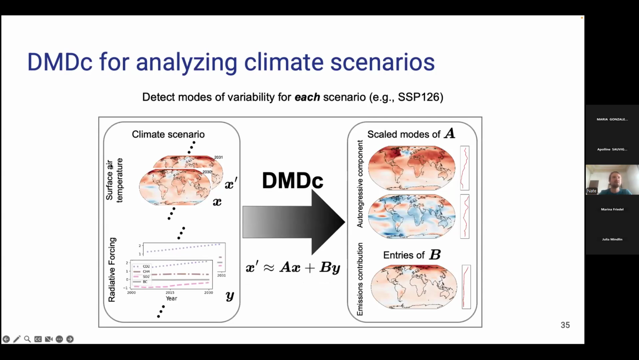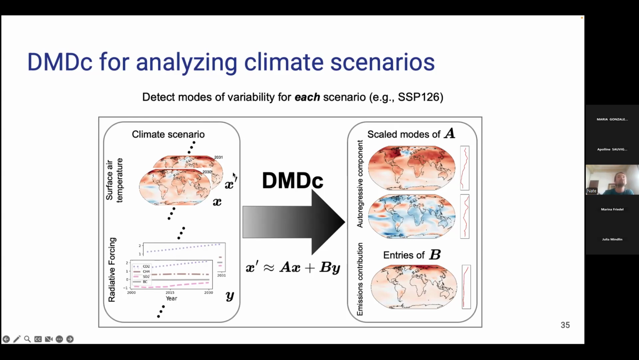We have surface air temperature as our x's. We have radiative forcing as our y's. We run dynamic mode decomposition with control, and we plot the scaled modes of A and the entries of B. In fact, we use the entries of B. We plot the entries of Fy, which is the approximation of B times Y. We plot this here, and this gives us modes of variability, which we can analyze for each scenario.